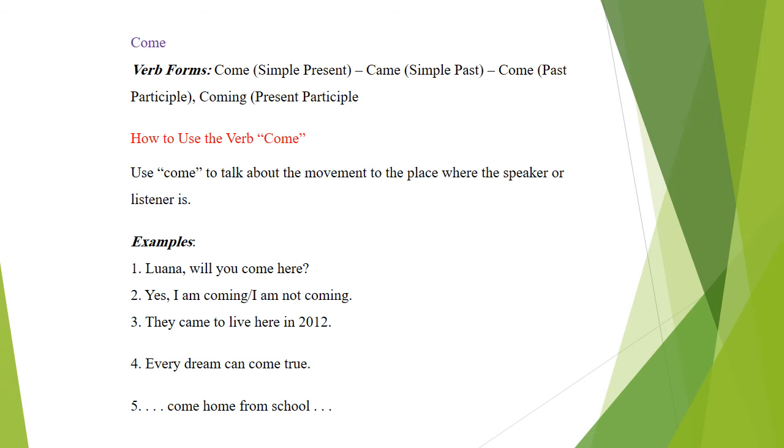Come. The third and the last verb here is come. Come in the simple present. Came, simple past. Come, past participle. Coming, present participle. How to use the verb come? We use come to talk about movement to the place where the speaker or listener is.